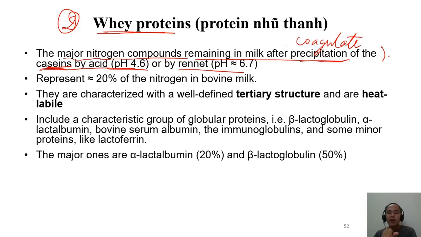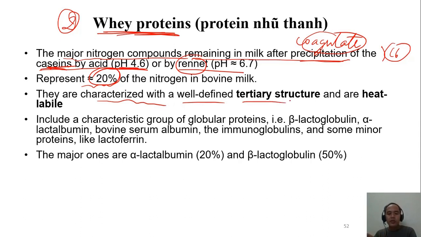We will study this more in chapter 6, okay? But here we just know a little bit like that. So we know that when we reduce pH to 4.6, or when we use an enzyme in making cheese, the casein will coagulate, but whey protein will not coagulate. And then whey protein represents almost 20% of the total proteins. Whey proteins are characterized by a well-defined tertiary structure, three-dimensional structure, and they are heat labile, meaning they are not tolerant or resistant to heat, they are sensitive to heat. They have high nutritional value.